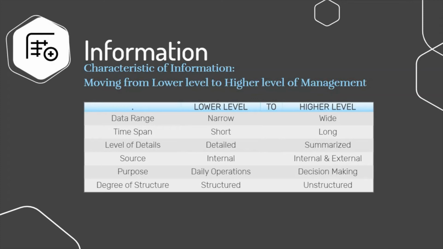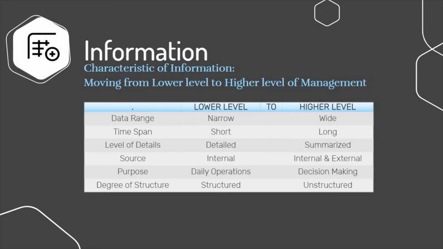Since the higher level management is engaged in long-term planning, the information which they consider while planning is both internal and external to the organization, whereas the lower level of management generally deals with internal information as their planning is for the short term. Also, the information is used for managing daily operations at the lower level, whereas the purpose of information at the higher level is long-term decision-making.